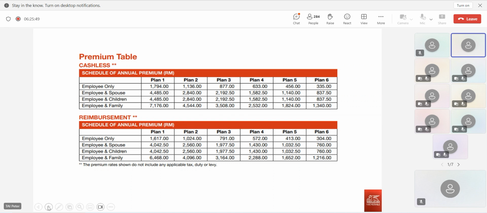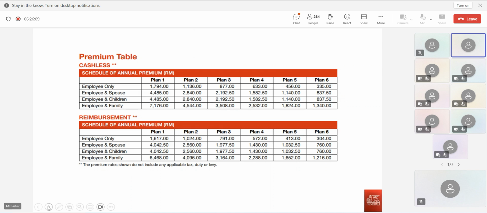Buy for their staff and family. So it's only 7,001 times 10. That's all. Very simple, very straightforward. Likewise, so on and so forth for the rest of the plan. If it's employee only for plan 6, you can look at the premium is 335 ringgit per year. So cheap. 1 month is only around less than 30 ringgit, 20 plus ringgit.